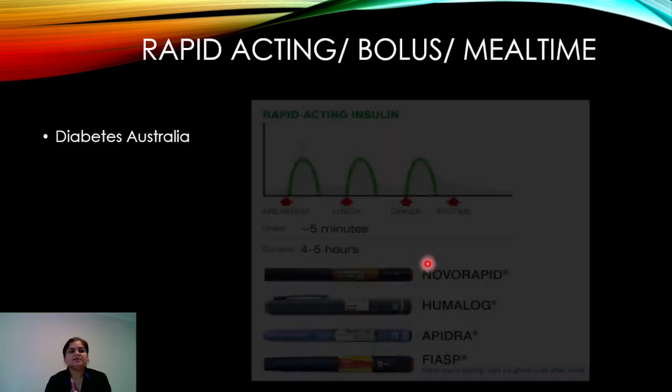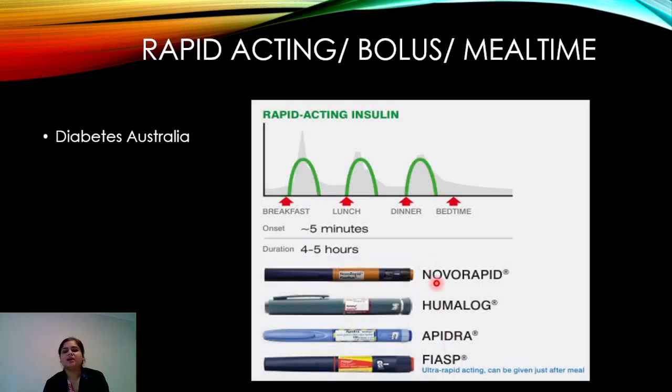Next is rapid acting insulin. Most commonly we see NovoRapid in our situation. We see a lot of clients being put on NovoRapid. As the name says, it is a rapid acting bolus or mealtime insulin, so this always needs to be given at mealtime. If the person has breakfast, we give NovoRapid at the same time, because it starts acting really quick. It starts acting within 5 minutes and it stays in the system for 4 to 5 hours until the next meal time.